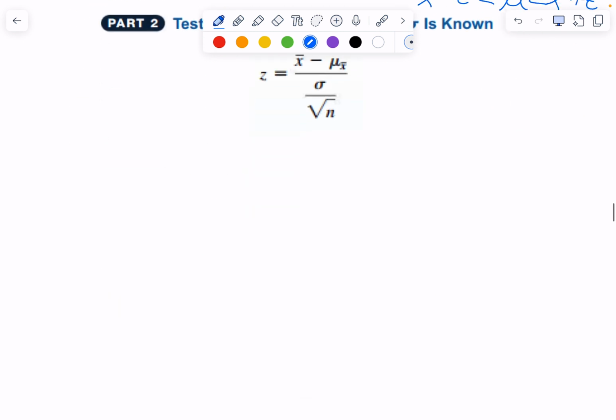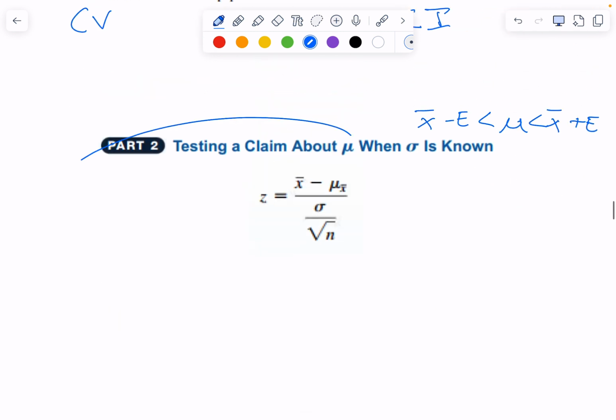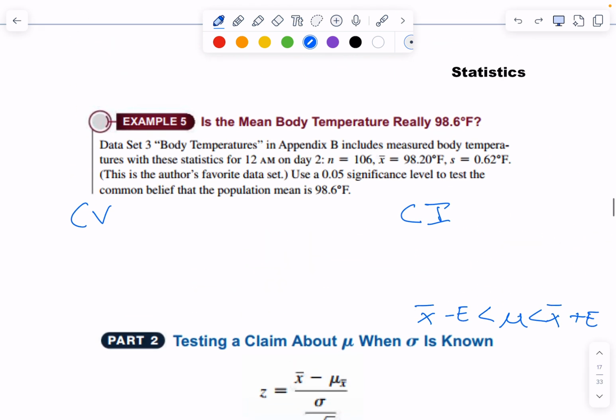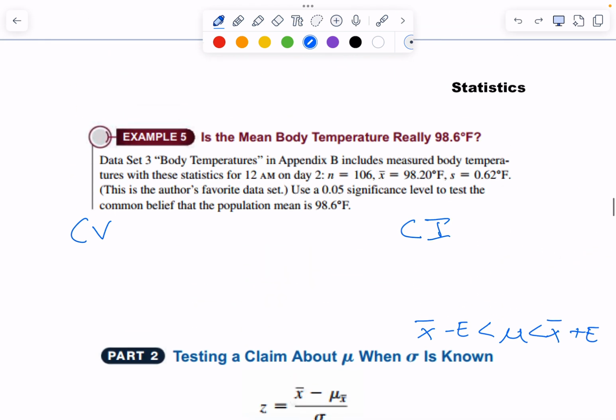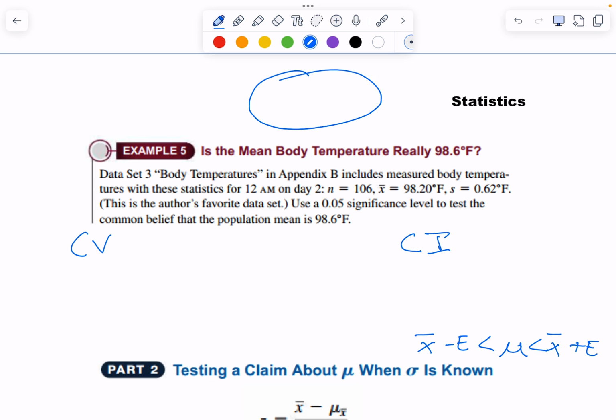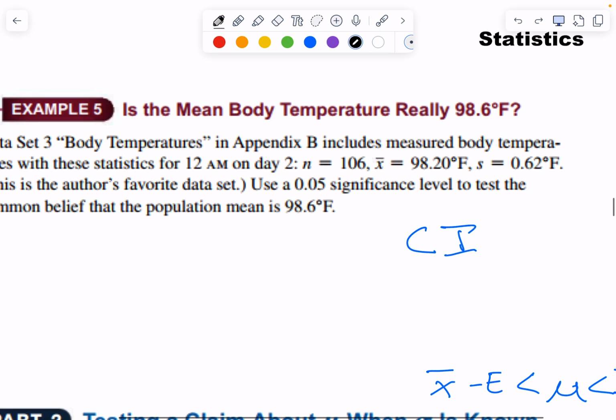I might end up flooding down into this bottom part. I should have moved part 2 down, whatever. But here we go. Let's write down the information that we have. I'm going to put it up at the top here. Measures of body temperatures with these statistics for 12 a.m. on day 2 of my study, which would be at 12 midnight. Yeah, that's an odd, like, let's wake you up and take your temperature, whatever.